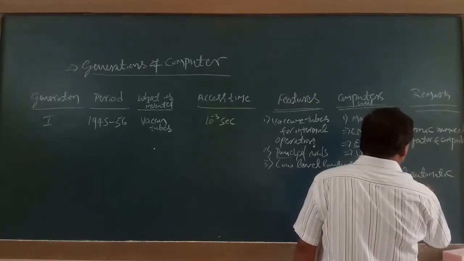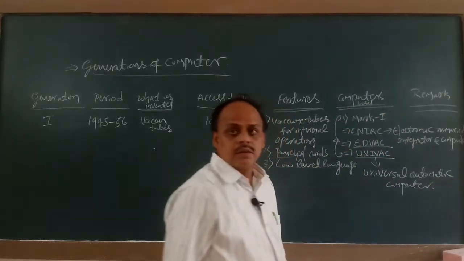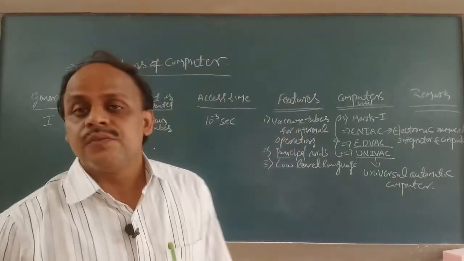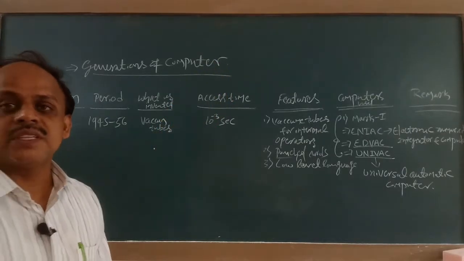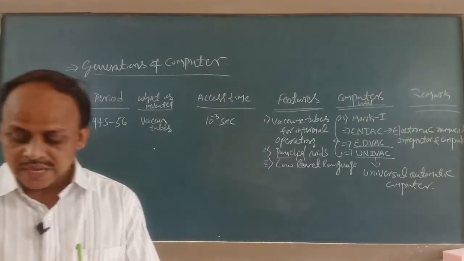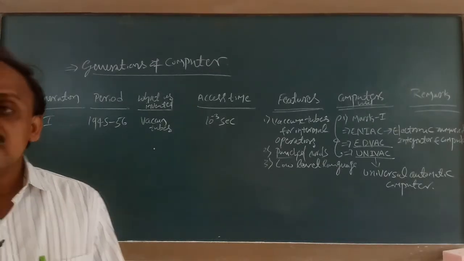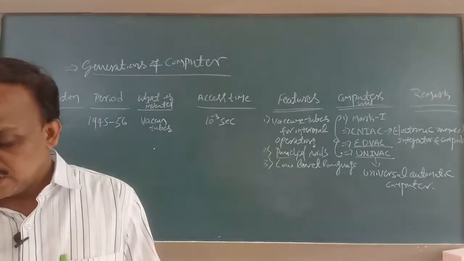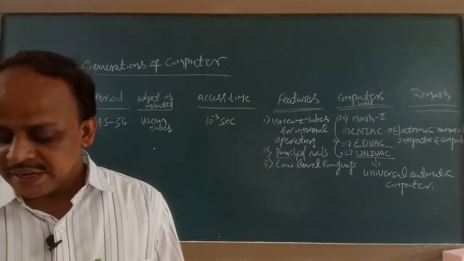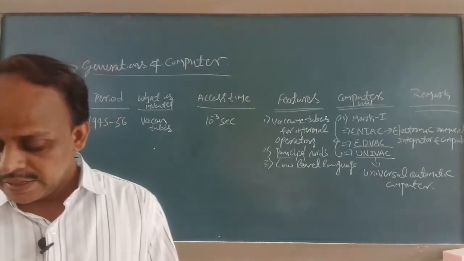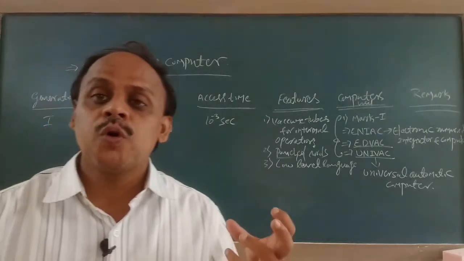Computer. So these four are the systems used in the first generation of computer. And the last one, remark, means what is the remark of this first generation? Remark means we can say required huge space. These are the remarks of first generations of computer. Required huge space, difficult to maintain due to high heat generation, more power consumption and more cost.